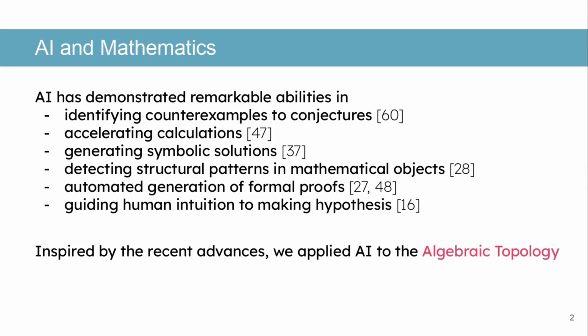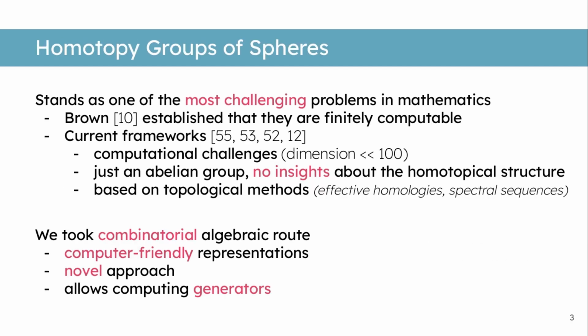In mathematics, machine learning demonstrated remarkable abilities in various tasks such as finding counterexamples, generating formal proofs, and many more. We, inspired by these recent advances in this field, decided to apply these methods to algebraic topology, particularly to the problem of homotopy groups of spheres.